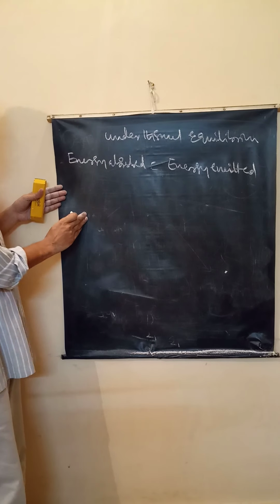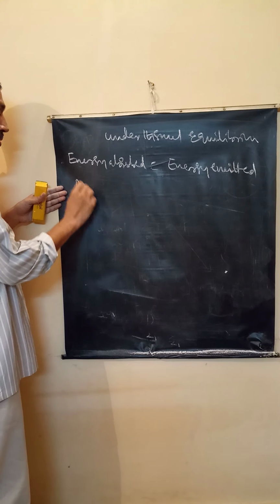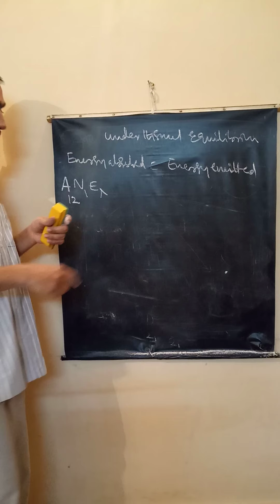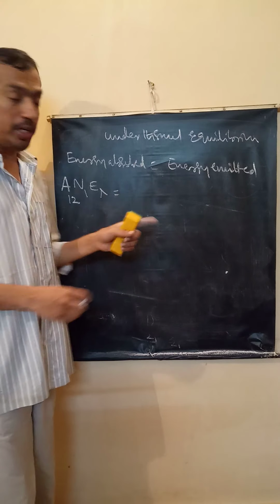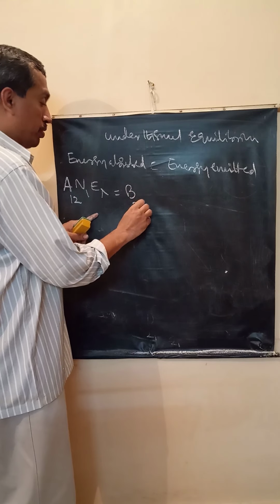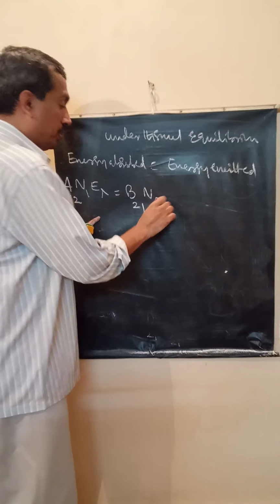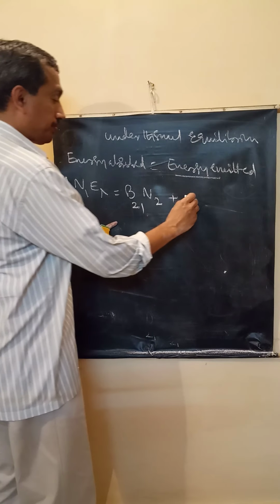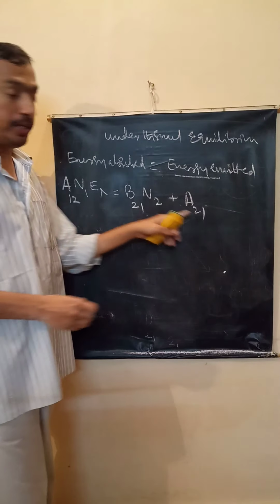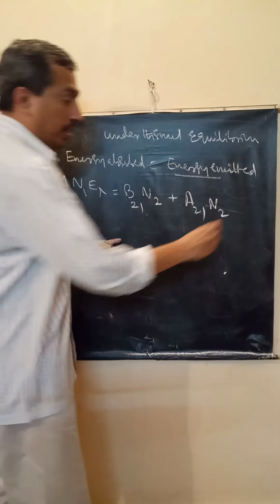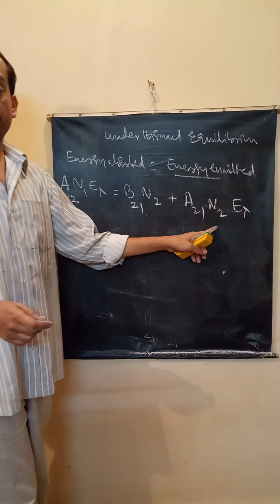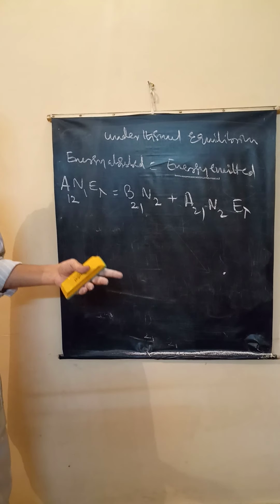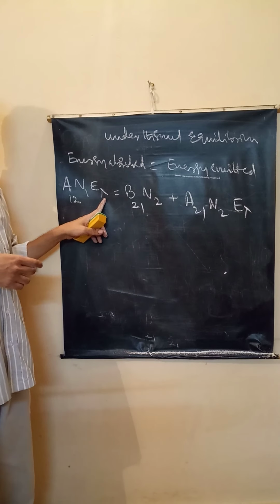So the rate of absorption, how is it related? The number of atoms in the ground state, E lambda, into the Einstein coefficient of induced absorption. This is equal to the energy emitted by the spontaneous process, the Einstein coefficient of spontaneous emission into the number of atoms in the excited state, plus the energy emitted by stimulated emission: A21, the Einstein coefficient of stimulated emission, the number of atoms in the excited state, and the energy density. Stimulated emission depends on the external photon energy. Spontaneous emission occurs naturally, randomly. Here, absorption occurs when you supply energy from an external agency.